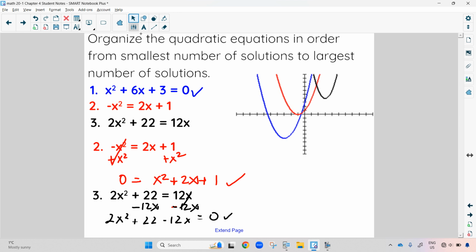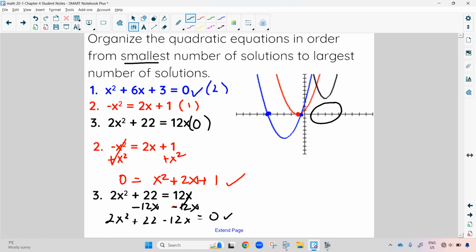Okay, so again, this blue one had 2 x-intercepts. That was the most. So this one had 2. The red one had 1 x-intercept. And the black graph had, you can see, no x-intercepts.